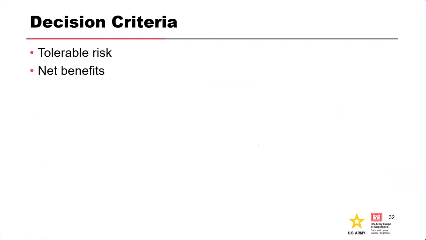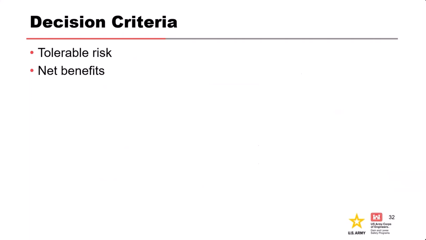And then the last thing we'll talk about here is decision criteria, lots of different decision criteria. The two common ones used in the Corps, tolerable risk for the safety programs. We're not going to do a deep dive on tolerable risk guidelines, but basically those dashed lines on the plot are one of several ways we measure tolerability of risk.